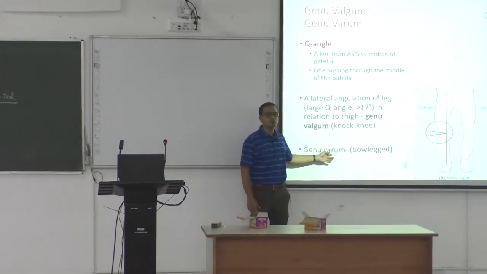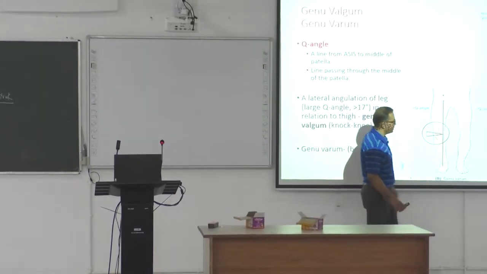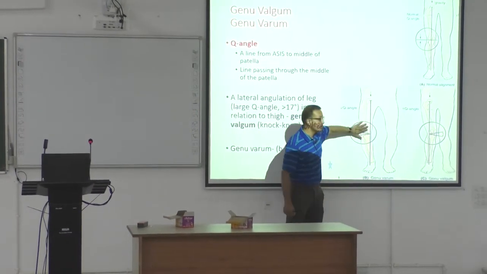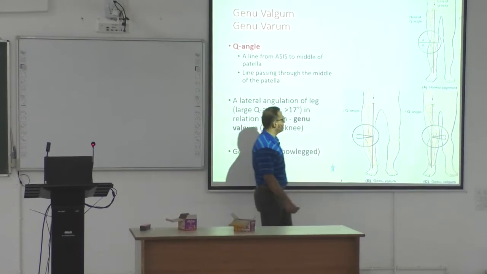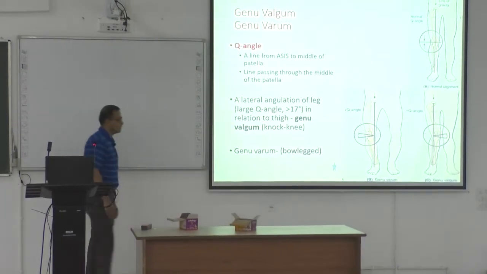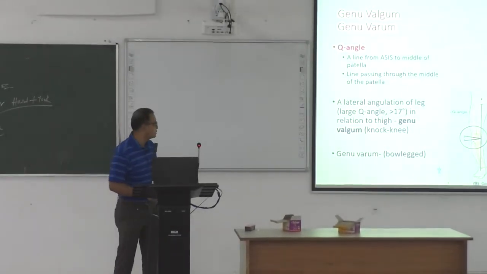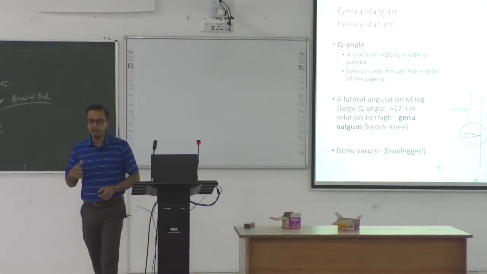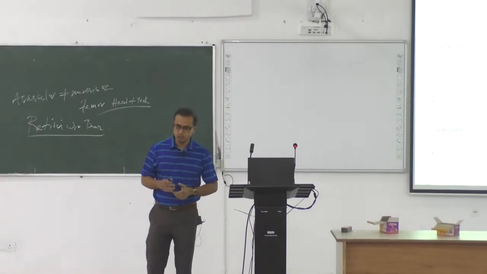We call it genu varum. So genu varum is another thing you have to know. You have a bowing of this particular leg, which is bending the knee toward the medial position or medial angle in this leg. So genu varum. These are the two conditions, less angle and more angle of the Q angle, which are seen in individuals.